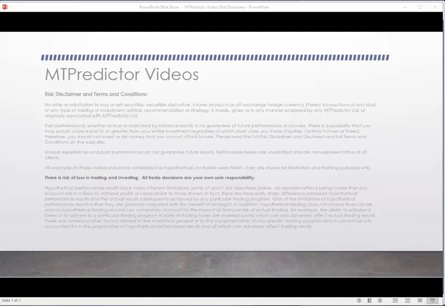In today's MTPredictor video, I'd like to have a look at a lovely Holy Grail trade setup on the 15-minute ES. But before we get to that, as usual, let's have a look at our risk disclaimer.